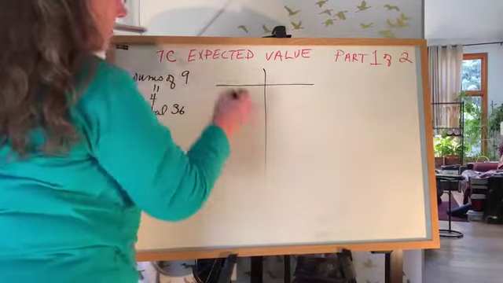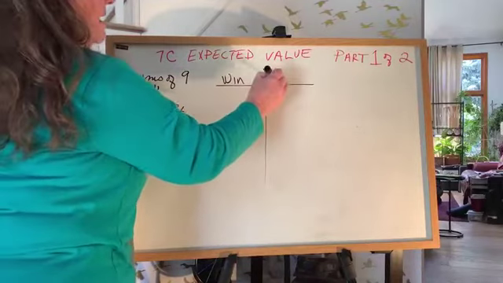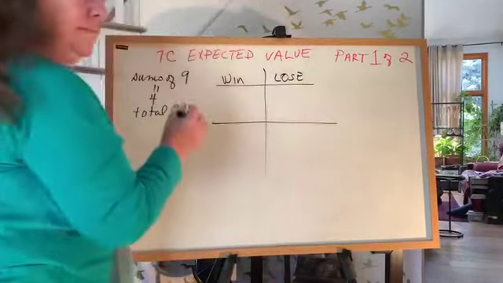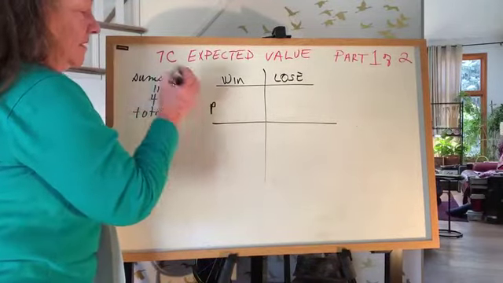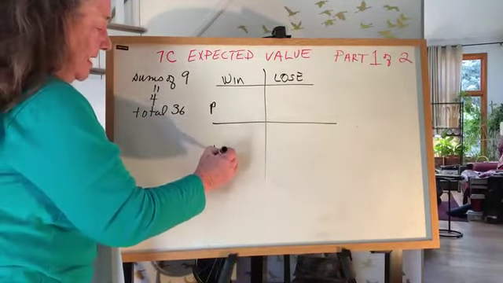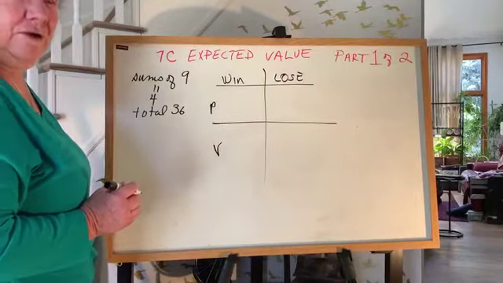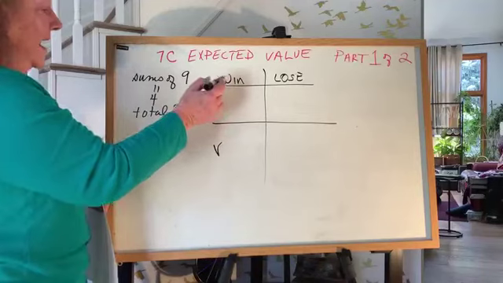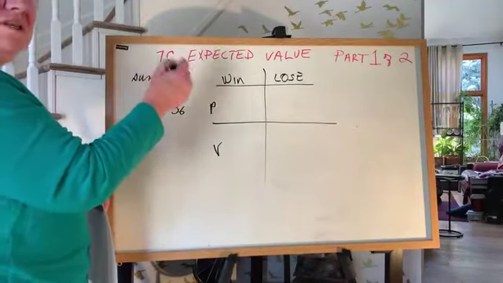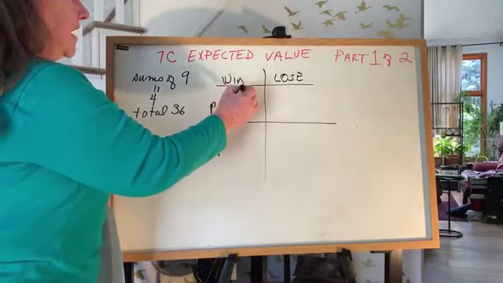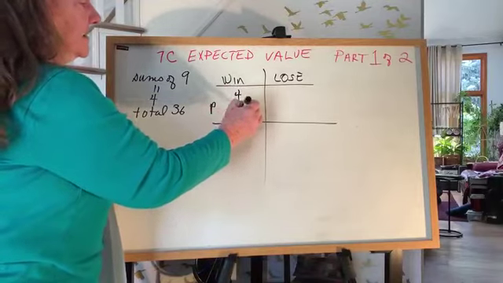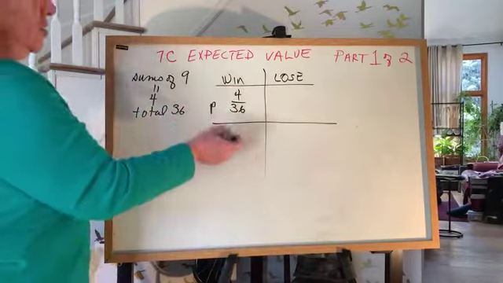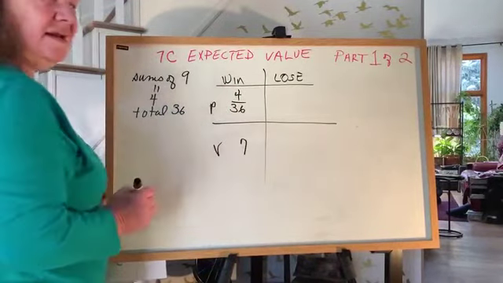Okay? So this is when you win. This is when you lose. You have a probability value and a dollar value. So the probability of winning would be if you roll a sum of 9, and that's 4 times out of 36. And if you do roll a sum of 9, you win $7.